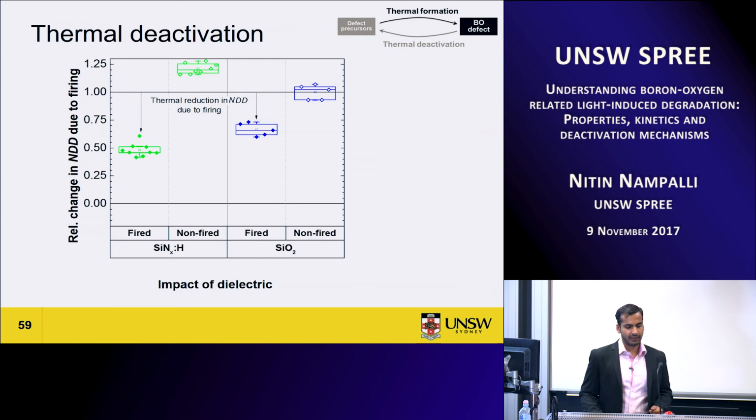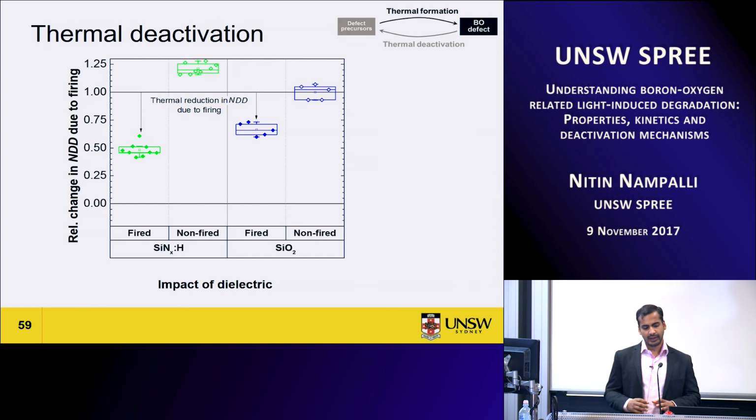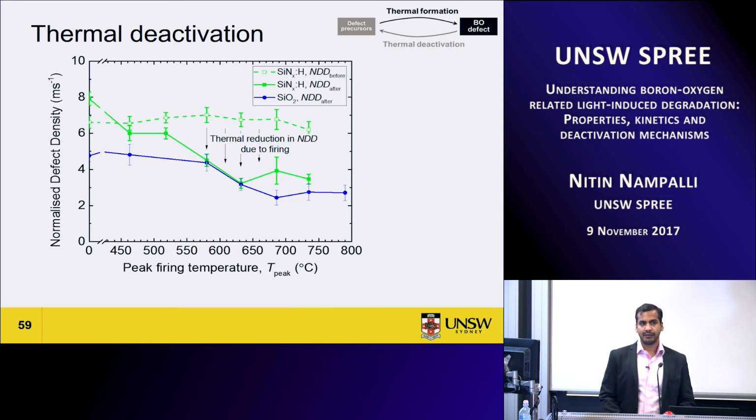When you fire the wafers, the NDD reduces, and depending on whether you have silicon oxide or silicon nitride samples, you get a similar amount of reduction in NDD regardless of the wafer type. And that's important because the silicon oxide wafers shouldn't have a lot of hydrogen, while silicon nitride should have more hydrogen. If you look at the trend as a function of firing temperature, the green curves show how the NDD comes down in the nitride sample. Even though the trends don't quite match at the lower temperatures, the blue and the green curves more or less match up at the higher temperatures. So the trend in NDD reduction due to firing is the same regardless of how much hydrogen you have in the wafer. So we can conclude, at the very least, that thermal deactivation is not hydrogen related.